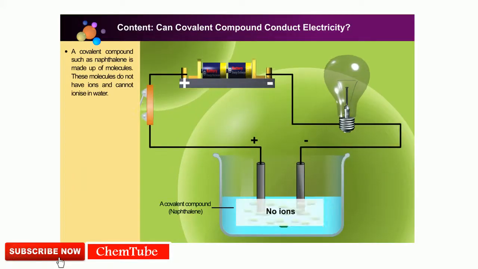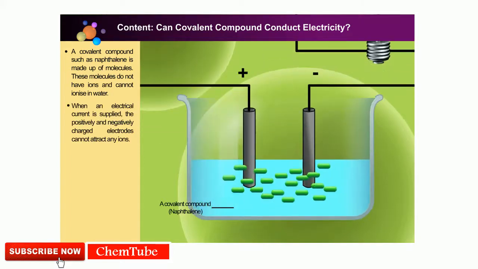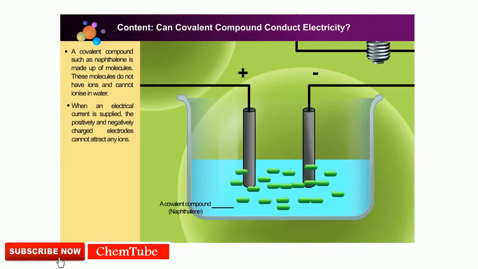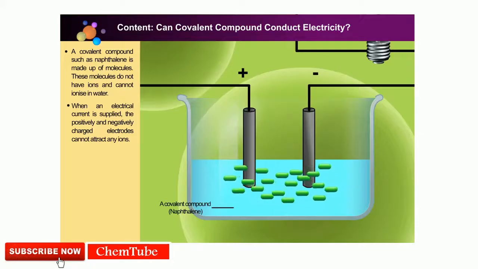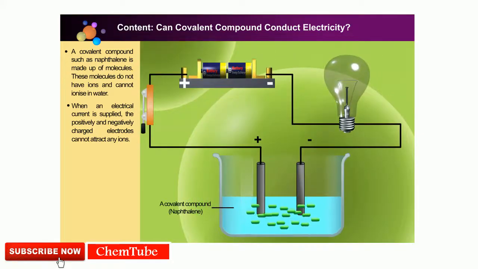A covalent compound, such as naphthalene, is made of molecules. These molecules do not have positive or negative charges. They cannot ionize in water too. When an electrical current is applied, the positively and negatively charged electrodes cannot attract these molecules.